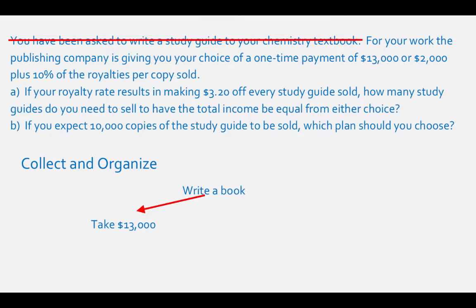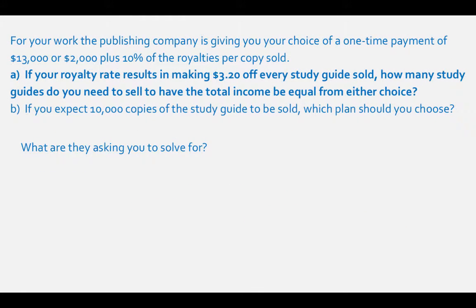You could either take $13,000 up front, or you could take $2,000 up front and get paid 10% of the royalties for every copy of the book sold. Let's consider part A first. How many copies would need to be sold to have the income equal for each scenario?